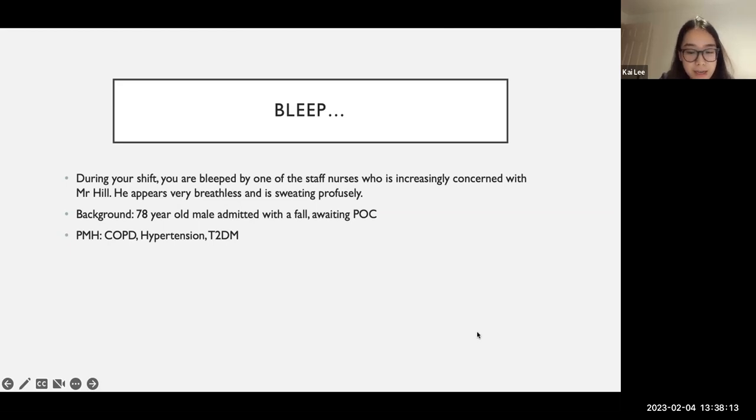However, if we were suspecting a PE, maybe he had some chest pain, or maybe we're finding some swelling of his calves, it would be a good time to consider a D-dimer as well. And since we're thinking of infection, and Mr. Hill does have a temperature of 38.1, we'd also like to add in a blood culture.